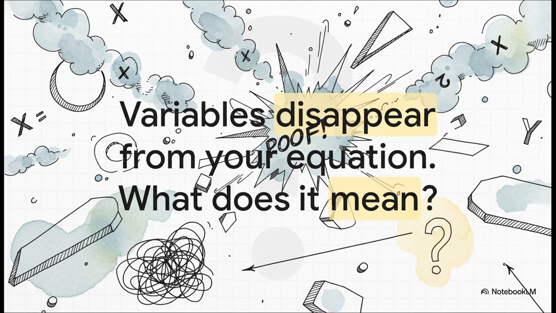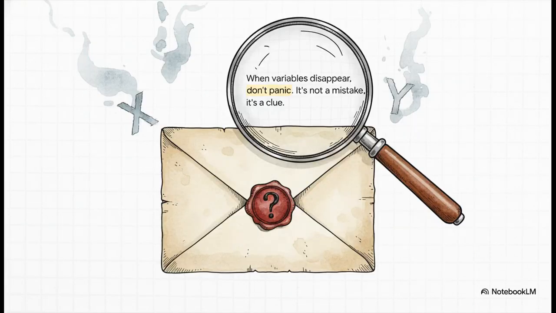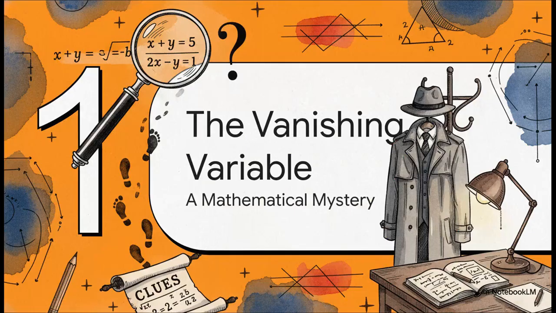It feels like you've messed up big time, right? But what if I told you it's not a mistake at all? Seriously, don't panic. When those variables vanish, the equation is actually trying to send you a secret message. It's a clue, a really important one, about the problem you're trying to solve. So, welcome to what I'm calling the vanishing variable mystery.